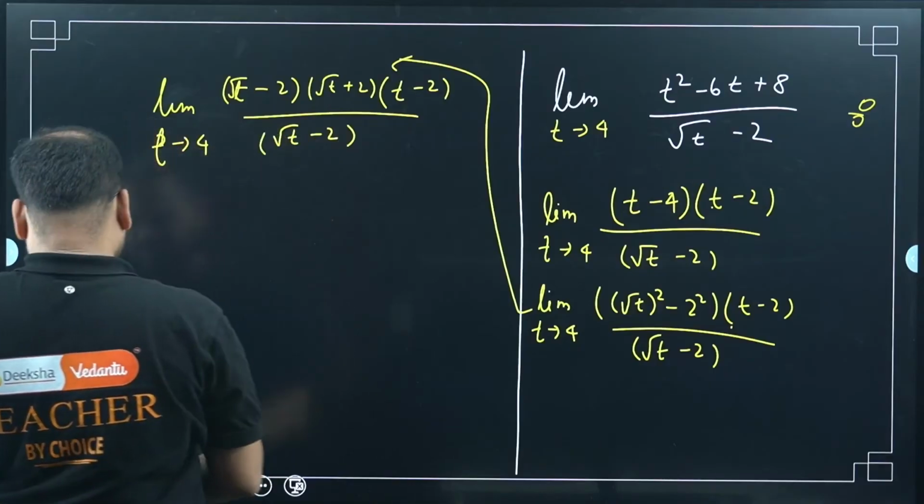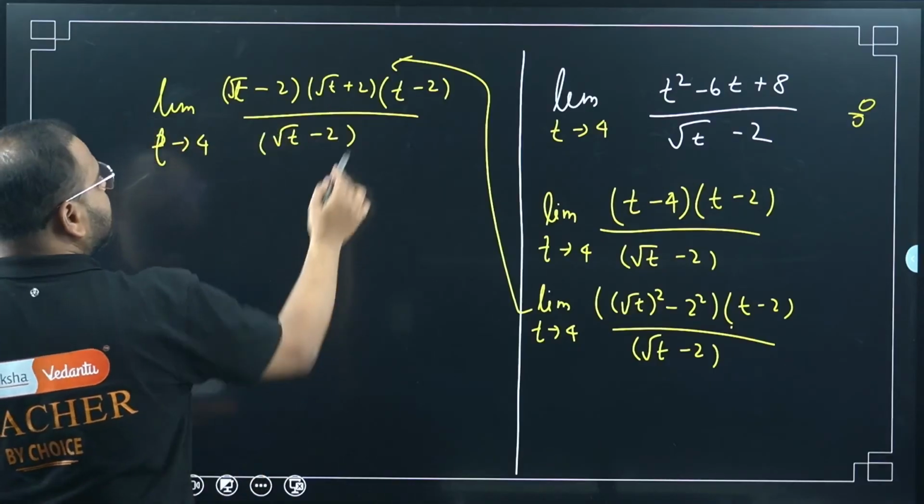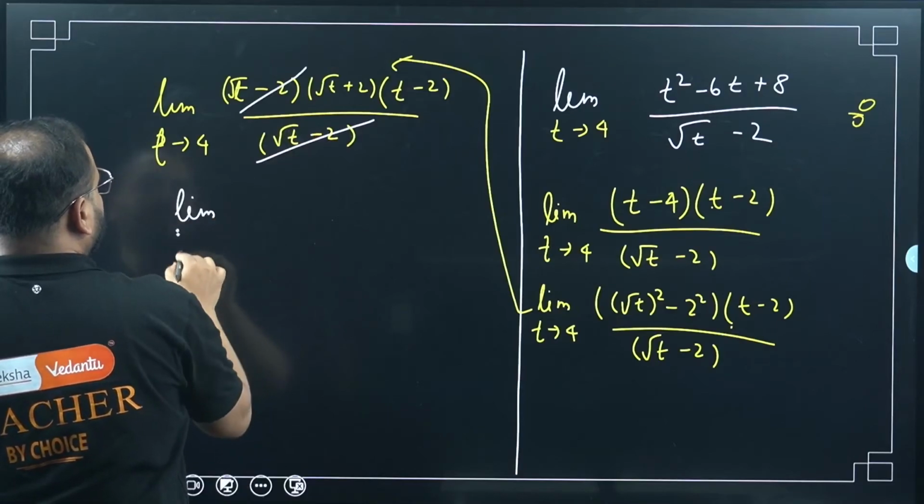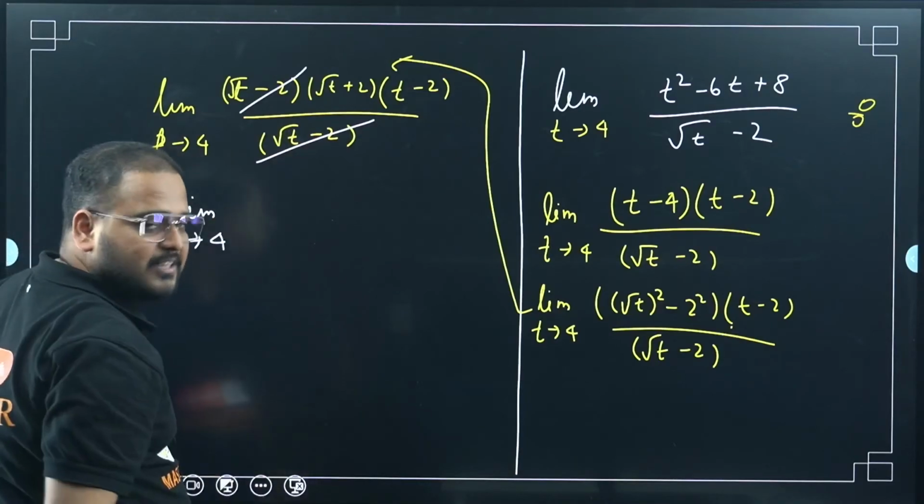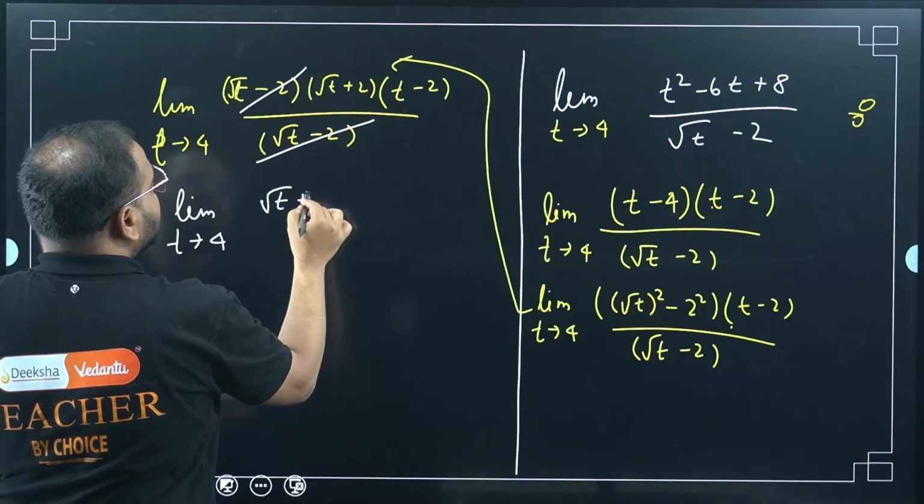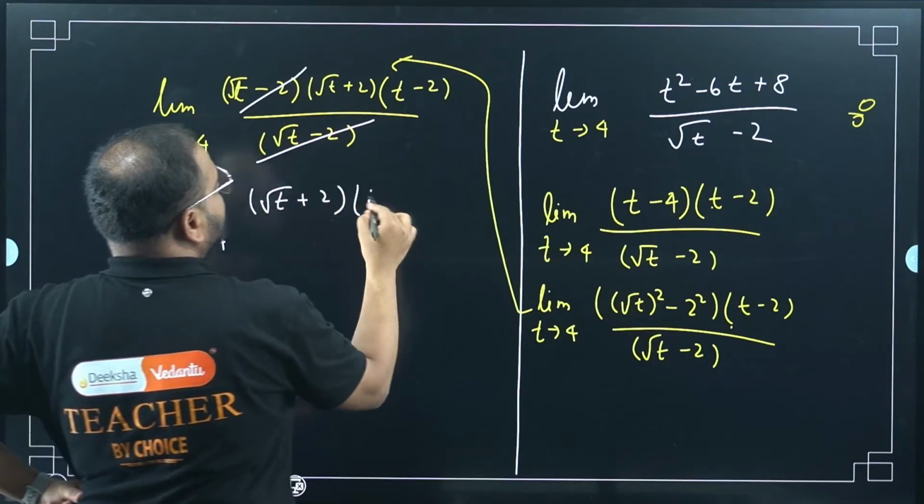Please check here. Correct. What will this become now? Limit t tends to 4. Correct. This will be what, bacha, left now? Root t plus 2 into t minus 2.